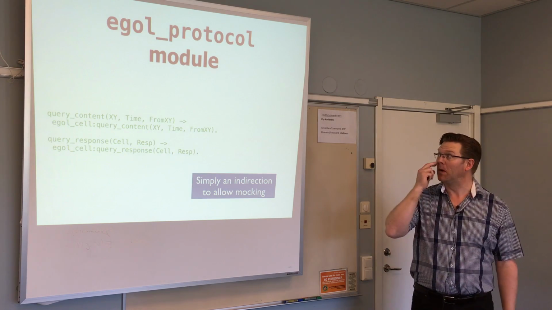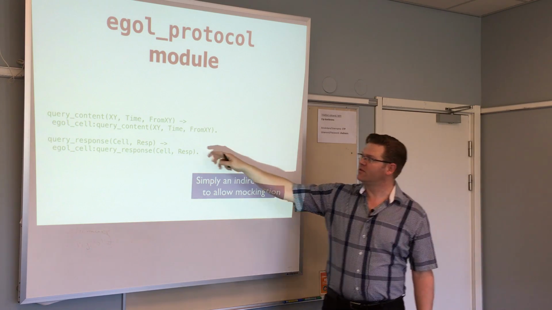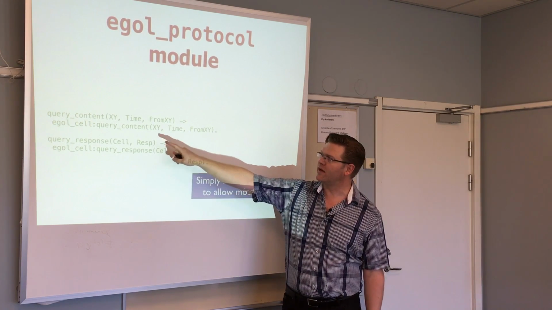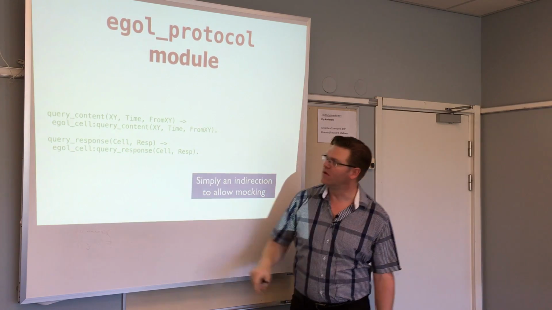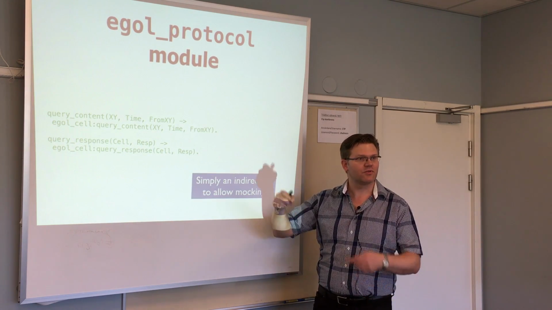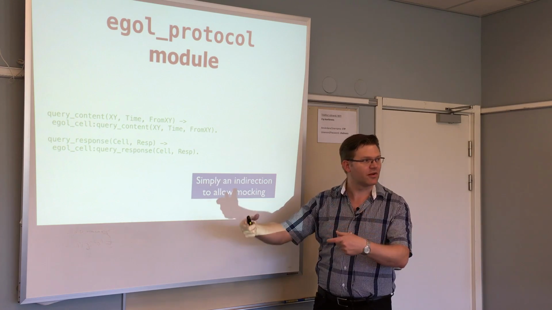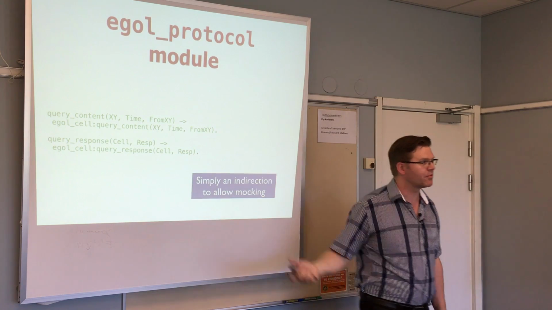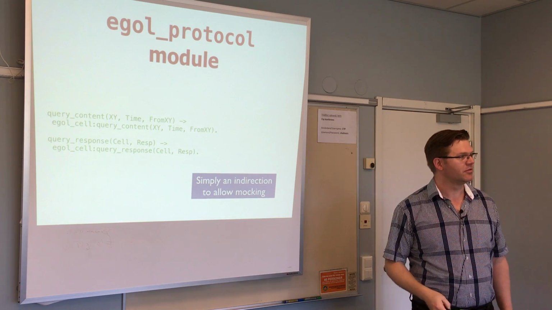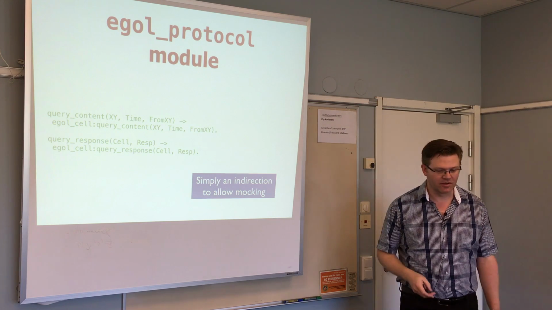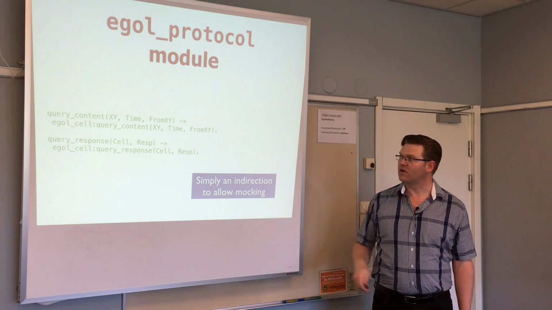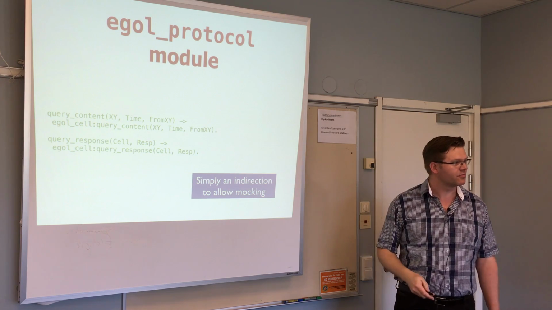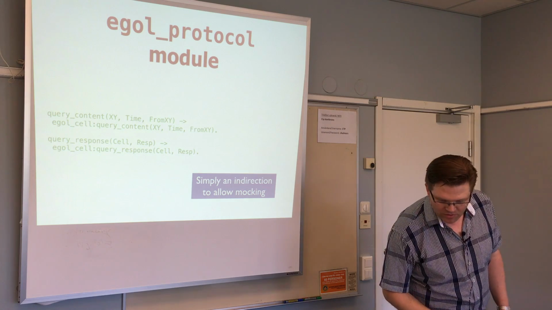So the protocol module here, that actually has these two, query content and query response. Those are things that are in the equals cell module that we're trying to test. But since we're calling another instance of this one, just another process running this module, you can't mock this thing. So you need to put that protocol part into a separate module, because then you can mock it and then you can control it there. And that's just to allow mocking. And I think that's an important thing to talk to people about when you're doing these things, because otherwise they'll sit there and they go totally haywire.